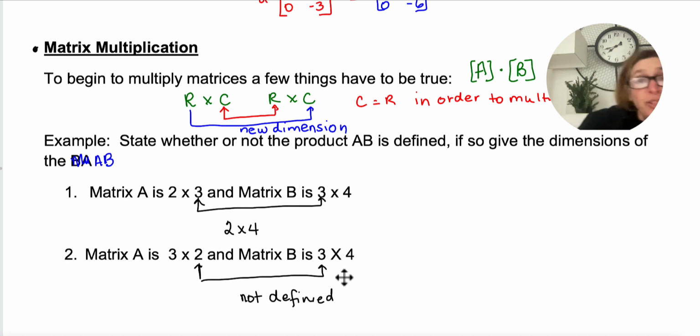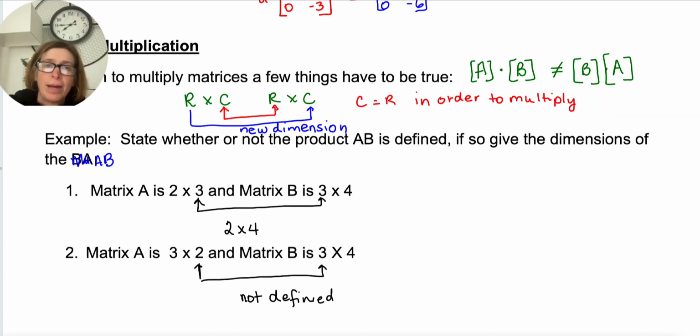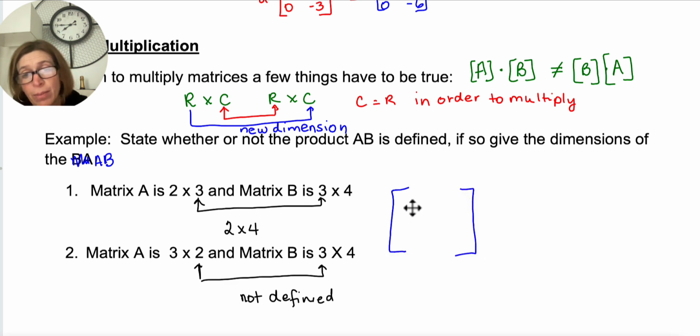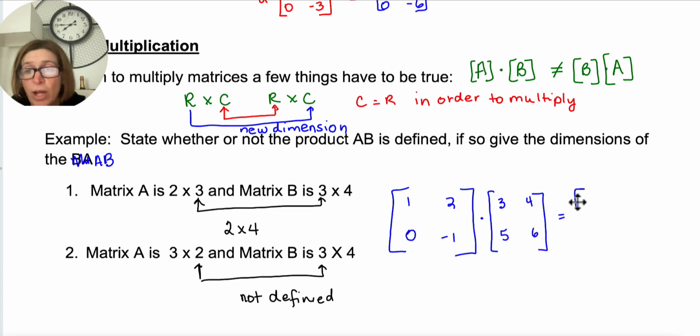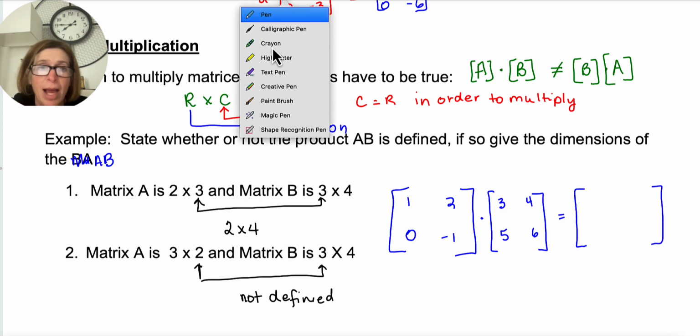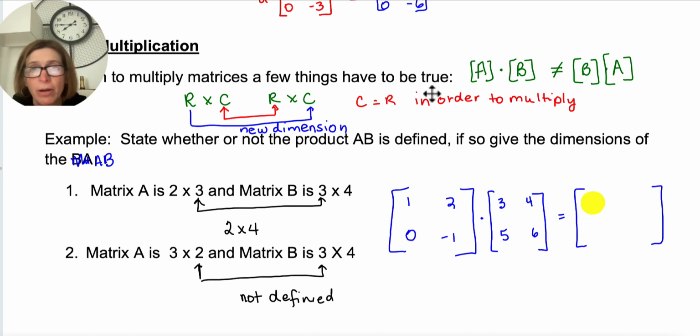Okay. So how do you do multiplication by hand? I'm going to do this very quickly so you can see. I'm going to make a matrix 1, 2, 0, -1 times 3, 4, 5, and 6, and then I'm going to multiply them. So watch what happens. I've got a spot here, here, here, and here that I've got to fill. We're going to start with yellow.